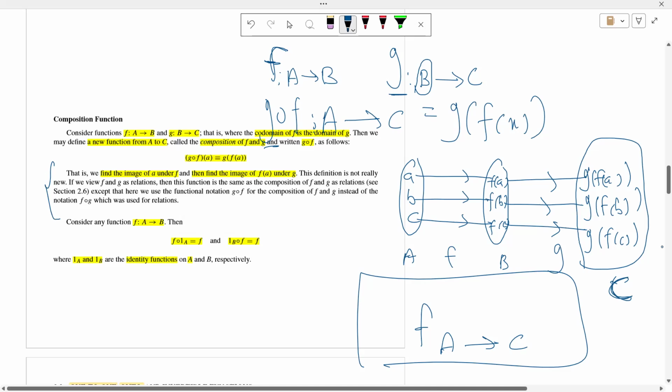So we find the image of A under F. In the function F, there is an input A. For the input A, we have an image that is a codomain element, F of A. Now, this F of A is a domain for the second function, G. Then we can write G of F of A, that is the image of F of A in the function G.